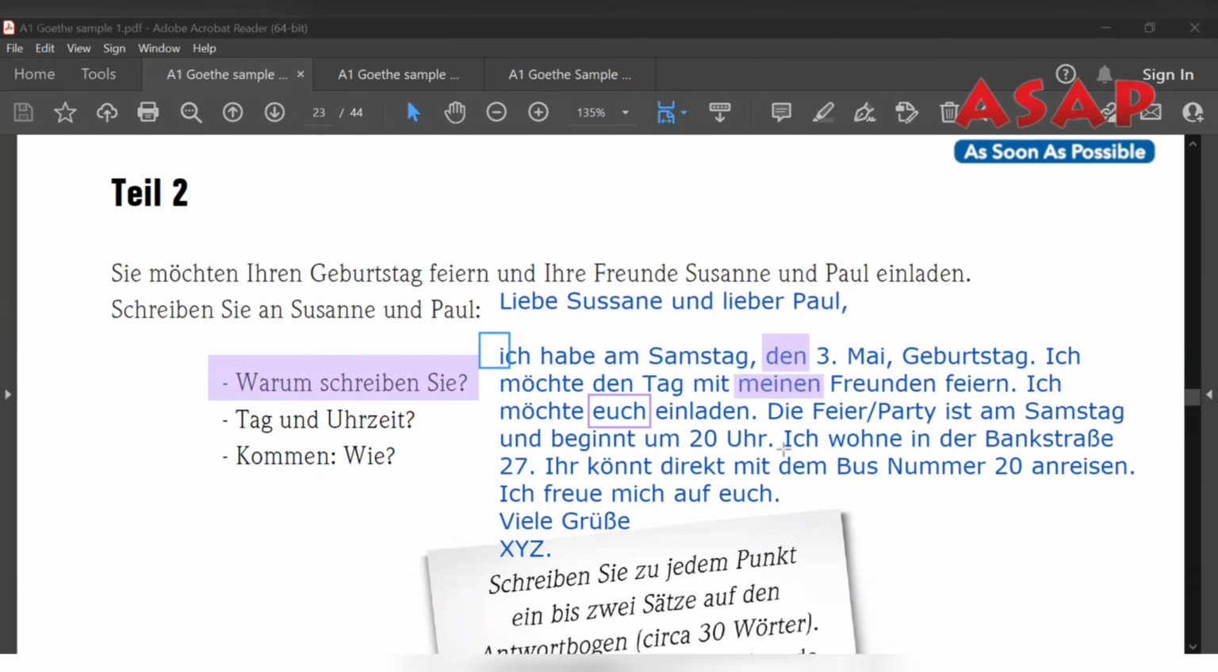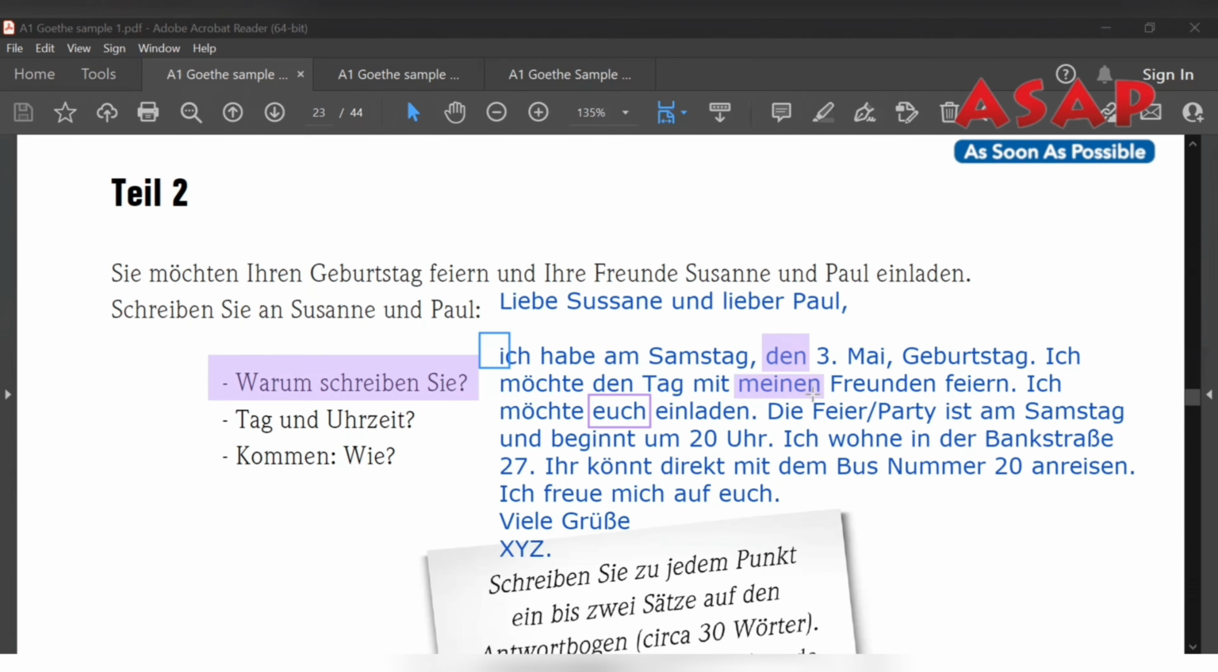Then you also told the date when your birthday party or Feier is. Feier means celebration, so you can use either the word Feier or Party. Die Feier oder die Party ist am Samstag und beginnt 20 Uhr. When you read these sentences, you might think this is so simple. The party is on Saturday and begins at 8 o'clock in the evening, right? Simple.